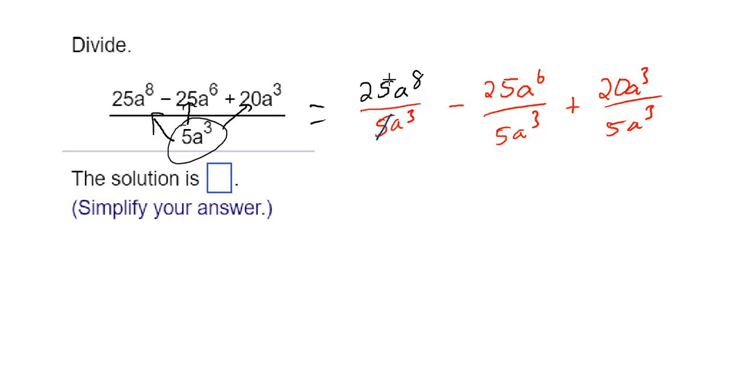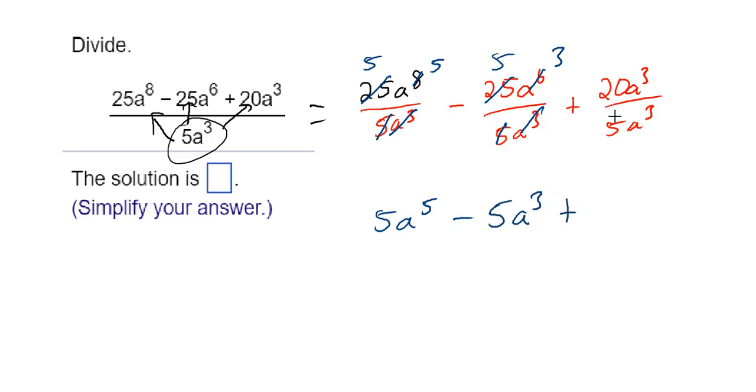So the 5 cancels with the 25, leaves me with a 5. 3 powers of a cancel out, so I'll have a to the 5th power left over in that first term. 5 cancels out with the 25, leaves me with a 5. 3 powers of a, so I'll have a to the 3rd power left over in the second term. 5 cancels out with the 20, leaves me with a 4.